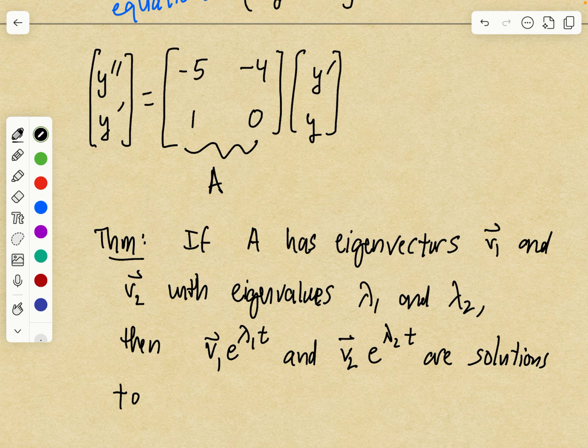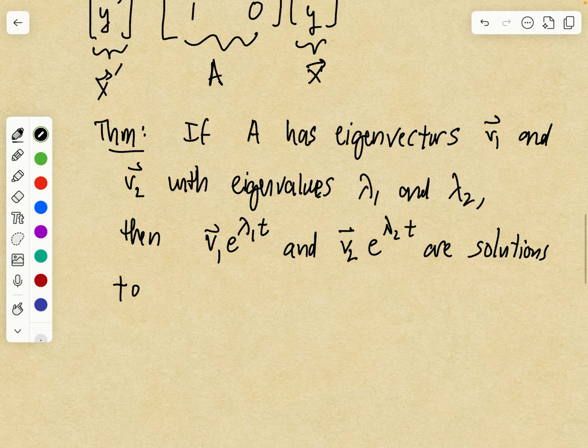Let's call this vector x. So this is a vector with functions as the components. Then this second vector here is going to be x prime. If I take the derivative of y prime, I get the second derivative. If I take the derivative of y, I get the first derivative. So these are solutions to x prime equals Ax. Okay, so let's see it in this example.